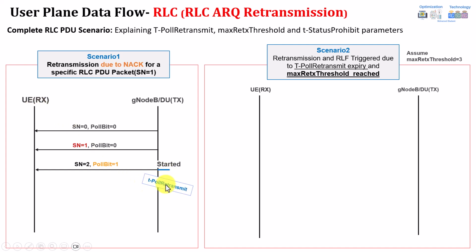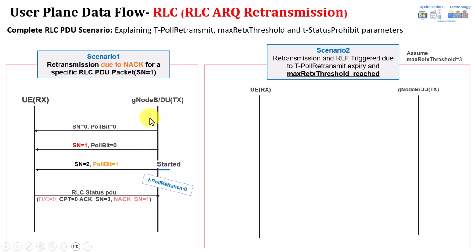Again, the T-poll retransmit will be starting once this one is set to 1. And now there is feedback coming from the UE, an RLC status PDU, telling it the acknowledgement sequence number 3. I'm waiting for sequence number 3, which is after 2, but not acknowledging sequence number 1. I received 0 and 2, and I'm waiting for 3, but I have a problem in sequence number 1, and this is a non-acknowledgement, please retransmit it again.